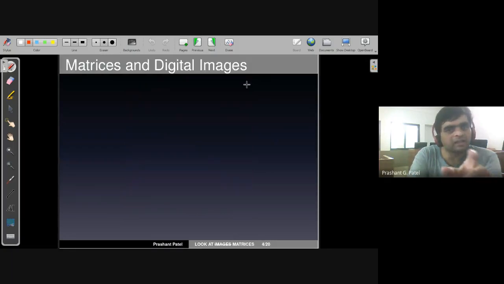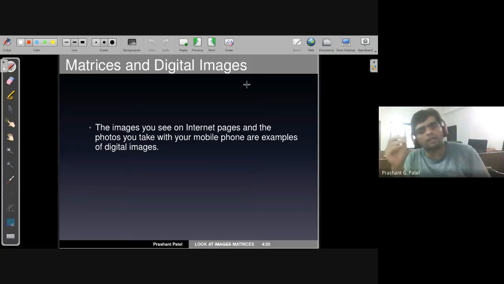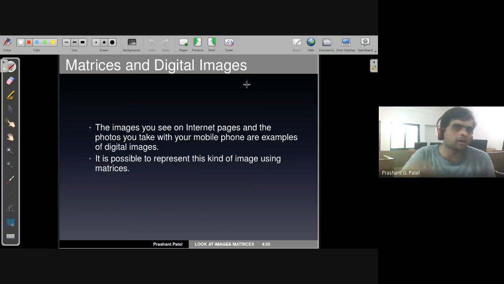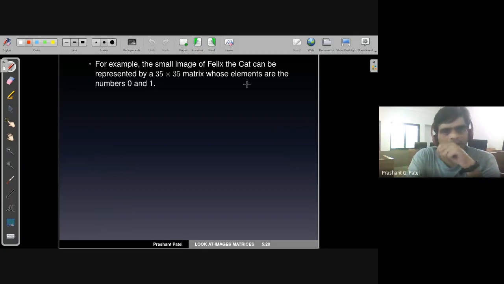Now, matrices and digital images. When you see images on internet pages, or in the photos you take with your mobile phone, these are examples of digital images. And it is possible to represent this kind of image using matrices. For example, a small image of a cat can be represented by a 35 by 35 matrix whose elements are from 0 and 1 only.